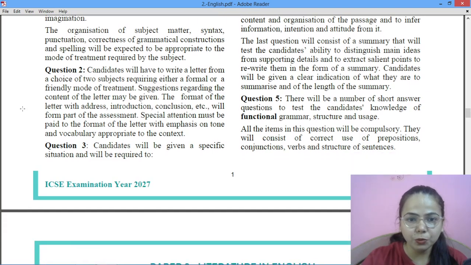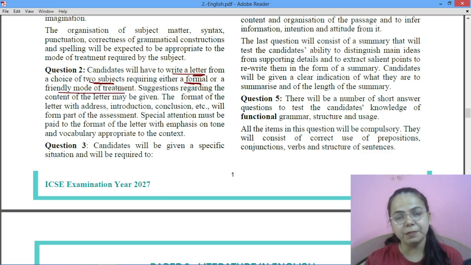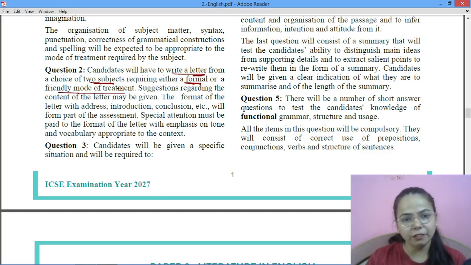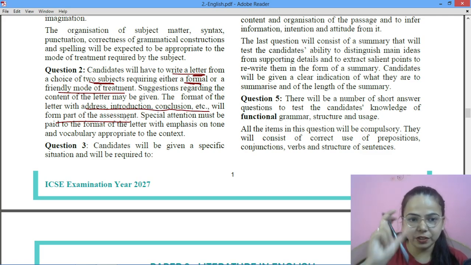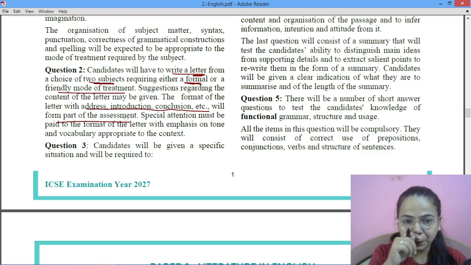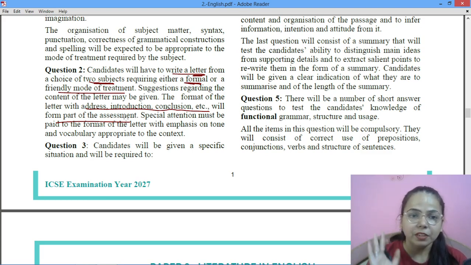Then question number 2 is about writing a letter, with a choice of 2 subjects, either formal or a friendly mode of treatment, meaning informal. You have a choice between that. The format of the letter with address, introduction and conclusion will also form part of the assessment. Meaning the specific format that is given, according to that only your marking will be done. Hence you are supposed to study the letter, formal as well as informal.